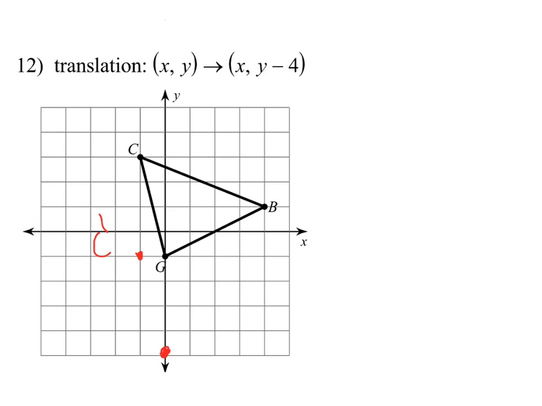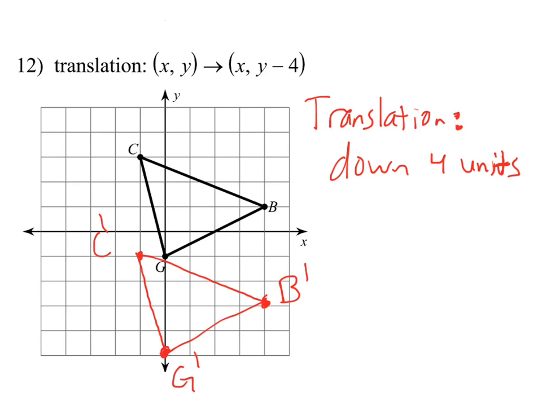G is going to be down 4 units, so G prime's there. And then B, to get to B prime, you go down 4 units. There's B prime. Just like that. And it should look like the same figure, just moved down 4. And so that's what you'll write down for your translation. So yeah, there you go.